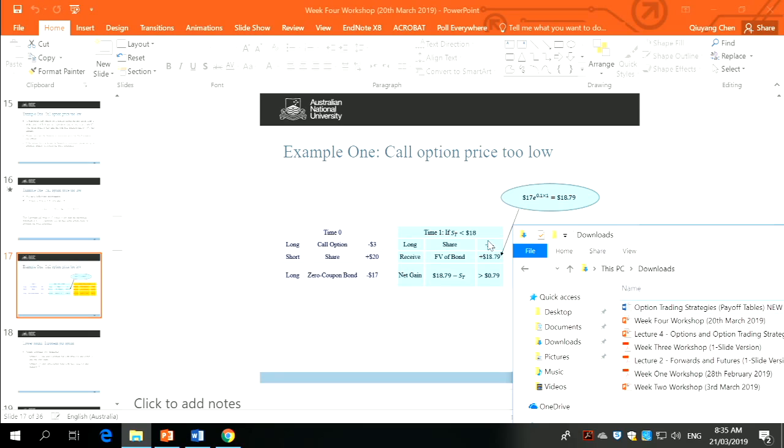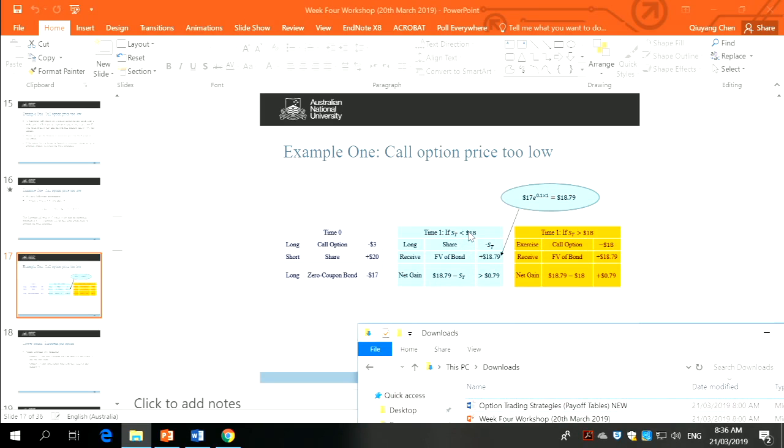So how much profit are we able to make? The profit will simply be the face value of the bond minus ST. So you just sum up this column here. You'll realize you're making a profit of $18.79 minus ST. Because we understand that ST is lower than $18, you are making a profit that must be greater than 79 cents, right? Does it make sense? Because the share price is lower than $18, which means you are making a profit that's greater than 79 cents, right? So that's when the share price finishes low, lower than the strike.